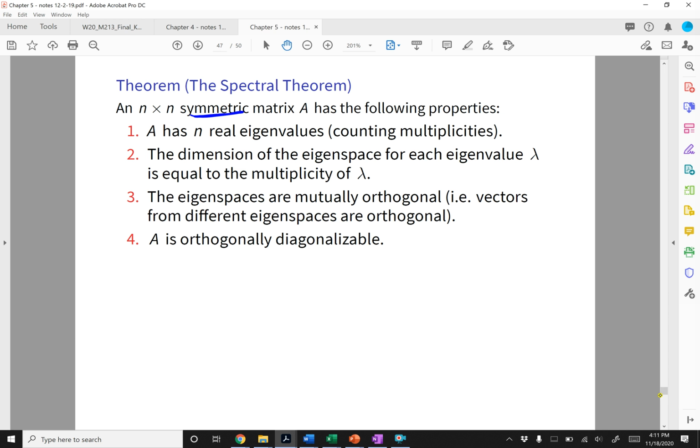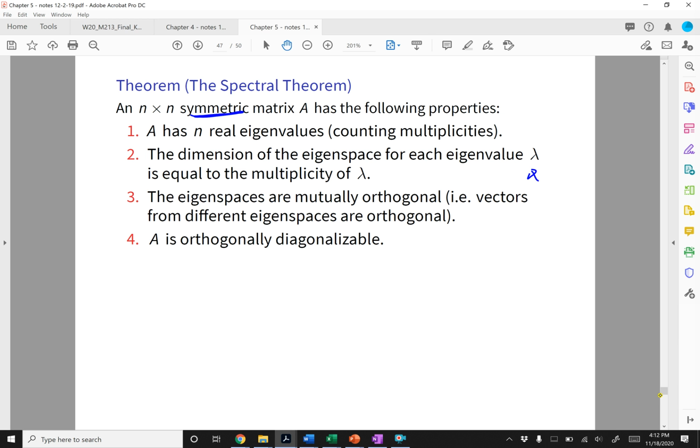So we haven't had you guys deal with matrices that have non-real eigenvalues, like complex ones or imaginary ones. But symmetric ones have, as long as the entries are real, the eigenvalues will be real. The dimension of the eigenspace for each eigenvalue is equal to the multiplicity of lambda. So this, we don't have to worry about that.